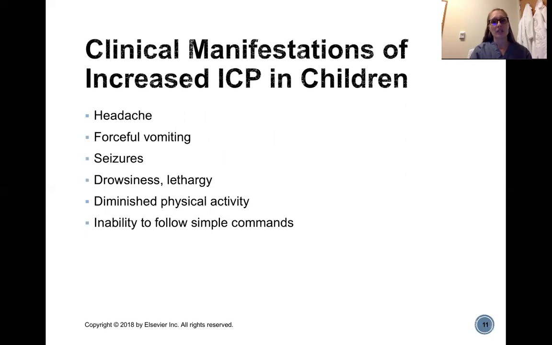In children, increased intracranial pressure is going to manifest a little bit differently. They're going to report a headache. They're going to have forceful vomiting, and it doesn't really stop. It's very forceful consistently. Seizure activity, drowsiness with lethargy. They're not going to want to move around a lot, and they're going to have a difficult time following simple commands. So there's going to appear to be some regression going on for that child.